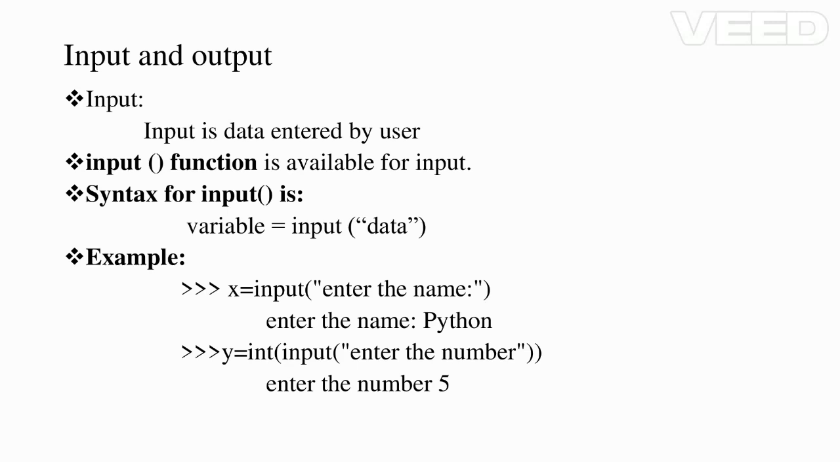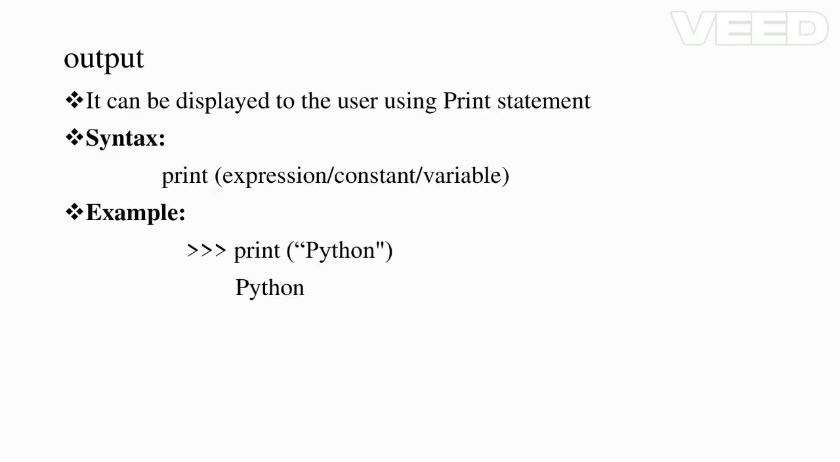Next, we are going to see what is meant by input and output. Input is the data entered by the user. The input function is available for input. The syntax for input is a variable equal to input of data. For example, if we take x as input of 'enter the name', we can enter the name as Python. The same applies for numbers also.